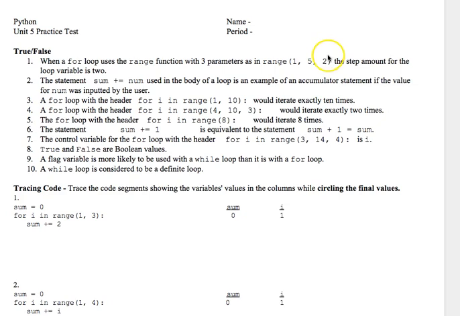the third number, if it's provided, if there is a third number in the set of parentheses, which is optional, that is called the step amount. And it's there because it allows you to use a number other than the default value of 1 as your step amount. So the step amount here obviously is 2.